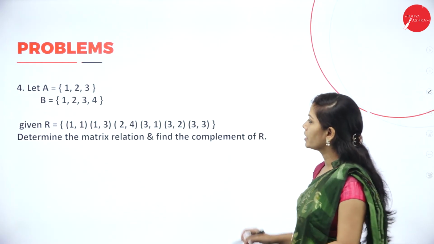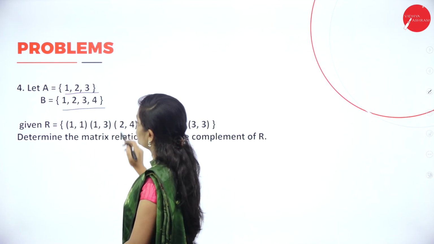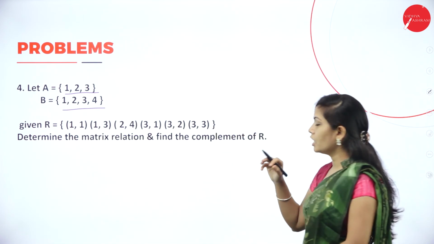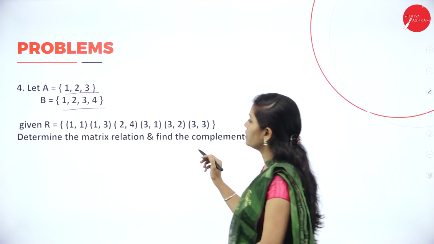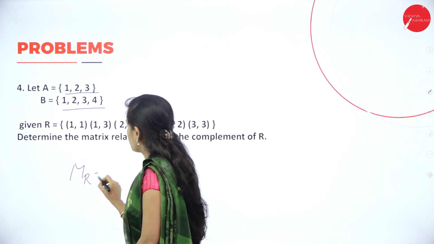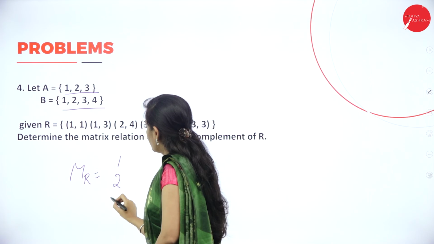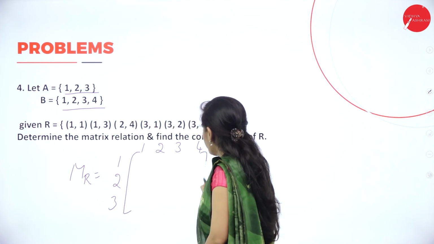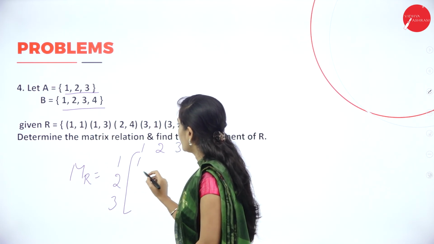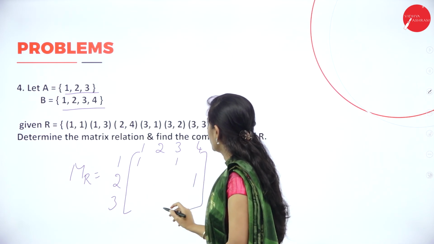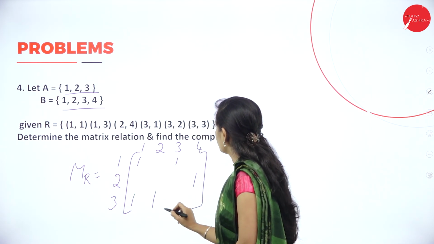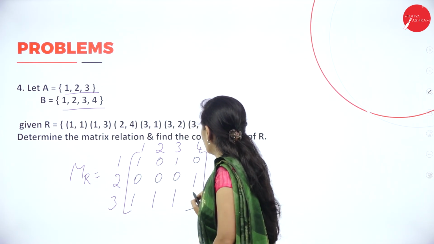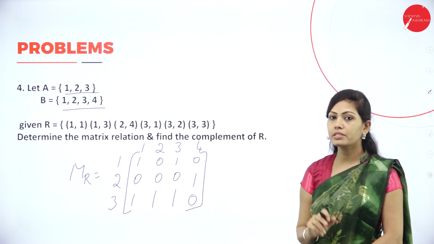And the next question is, let A is equal to 1, 2, 3 and B is equal to 1, 2, 3, 4. We have a given relation. So here determine the matrix relation and find the complement of R. So here first we have to find the matrix representation. We have two sets, set A and set B. Set B contains 1, 2, 3, 4. Relation R: 1, 1, 1, 3, 2, 4, 3, 1, 3, 2 and 3, 3, and the remainings are 0. So this is your matrix representation.